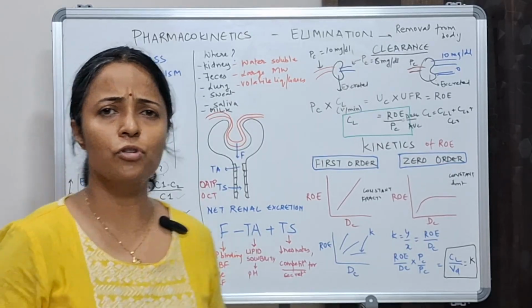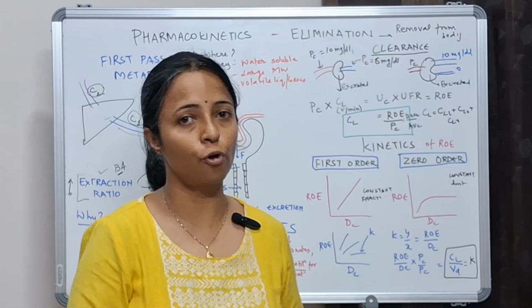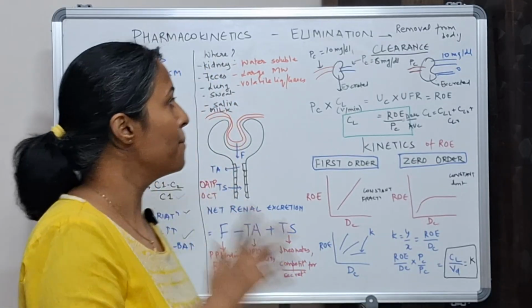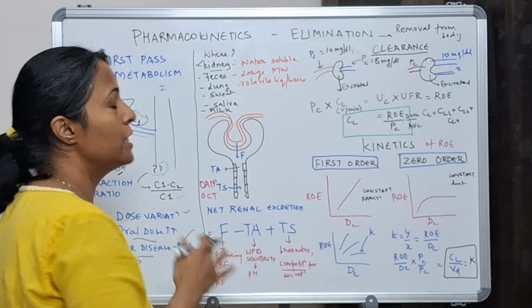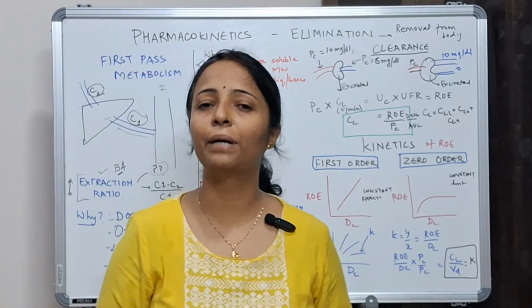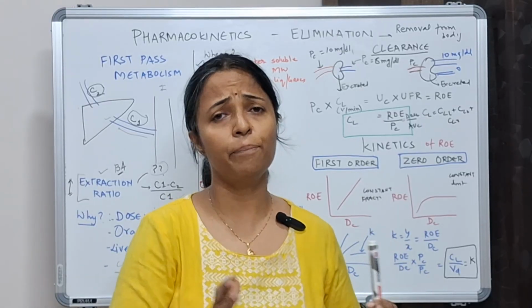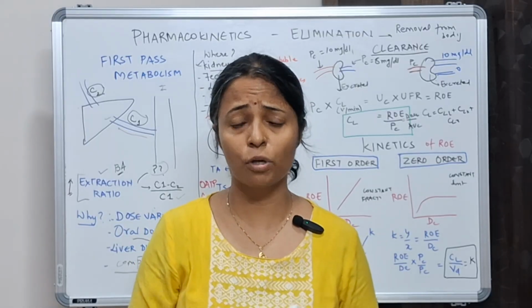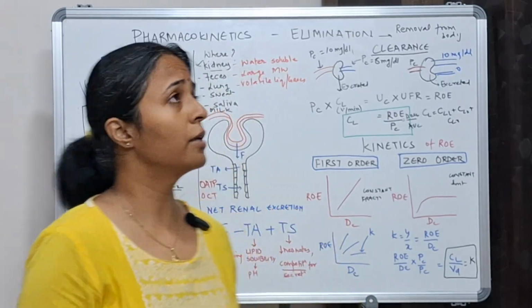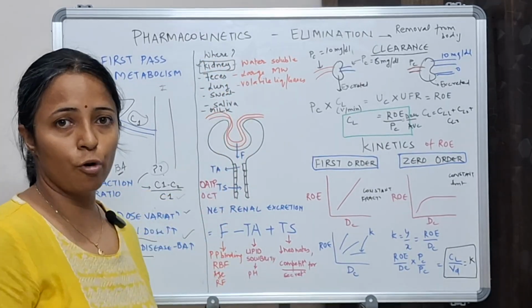So what is drug elimination? Drug elimination means the drug is being removed from the body. And the main organ is the kidney. We have seen in the previous video that with drug metabolism, lipid soluble drugs are made into lipid insoluble, or we can say water soluble drugs. Now these water soluble drugs are mainly excreted by the kidney out of the body.